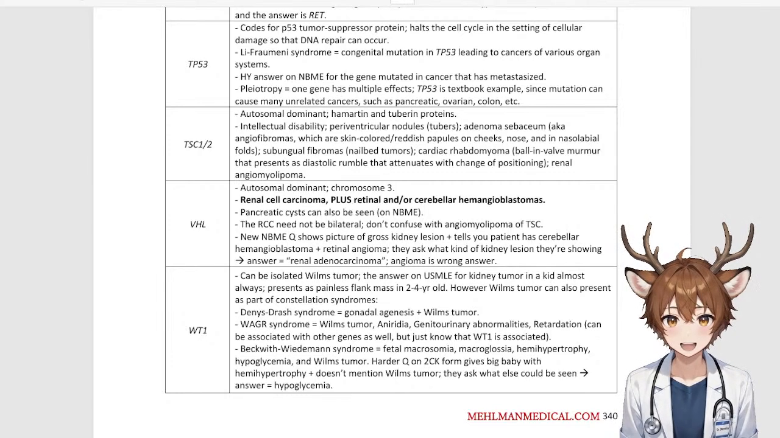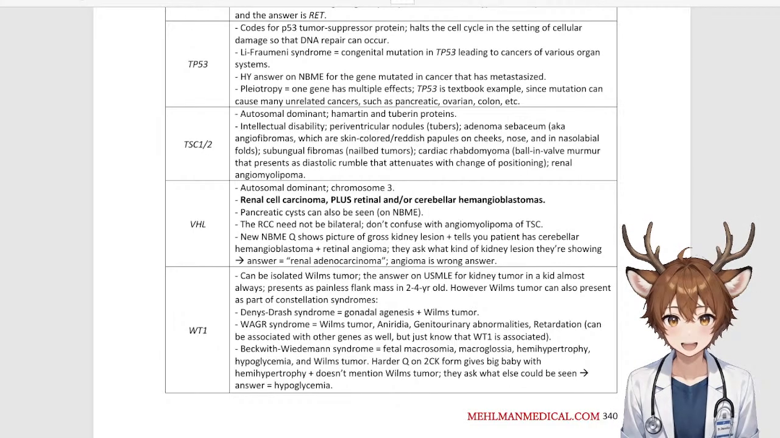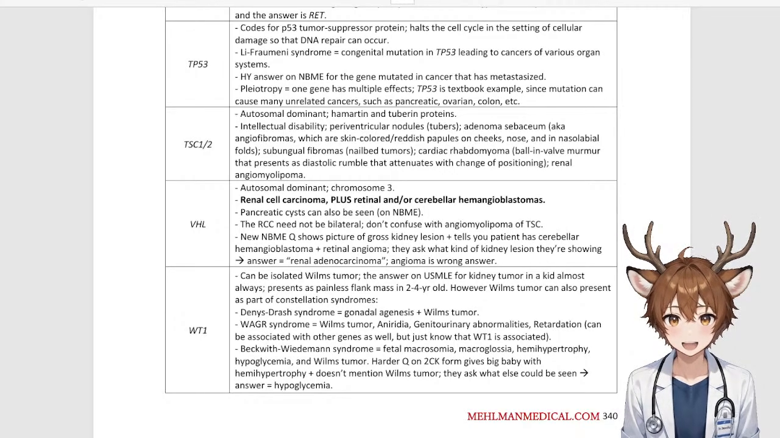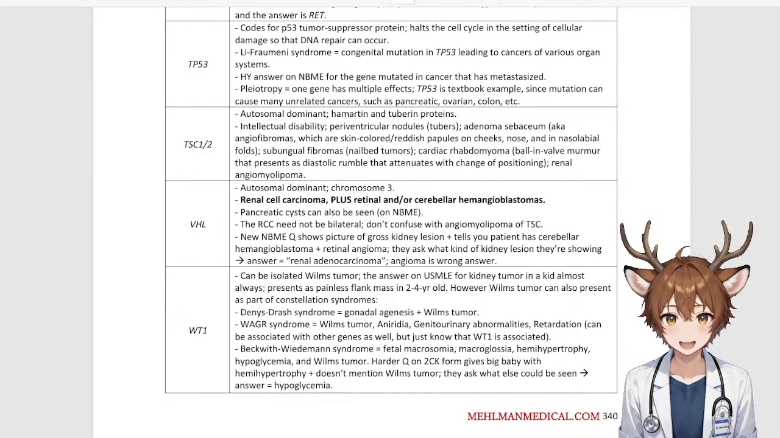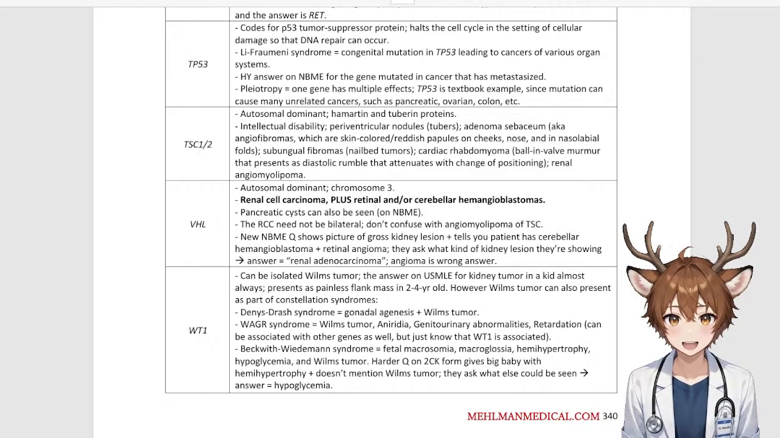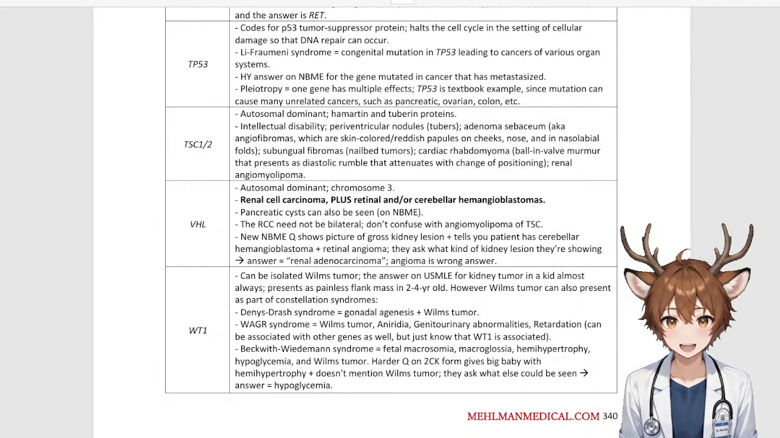Okay, TP53. This is an important one. TP53 codes for the p53 tumor suppressor protein, which halts the cell cycle in the setting of cellular damage so that DNA repair can occur. Li-Fraumeni syndrome, a congenital mutation in TP53 leading to cancers of various organ systems. High-yield answer on NBME for the gene mutated in cancer that has metastasized.